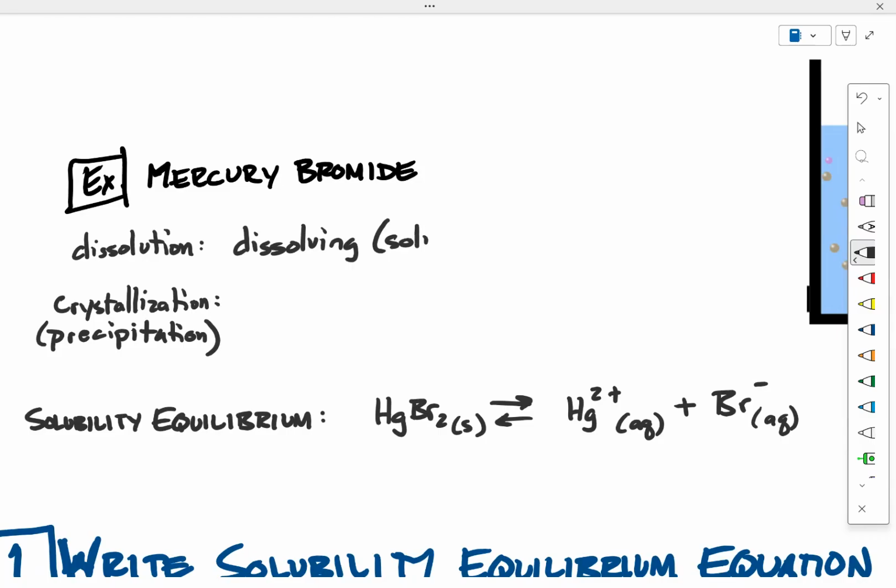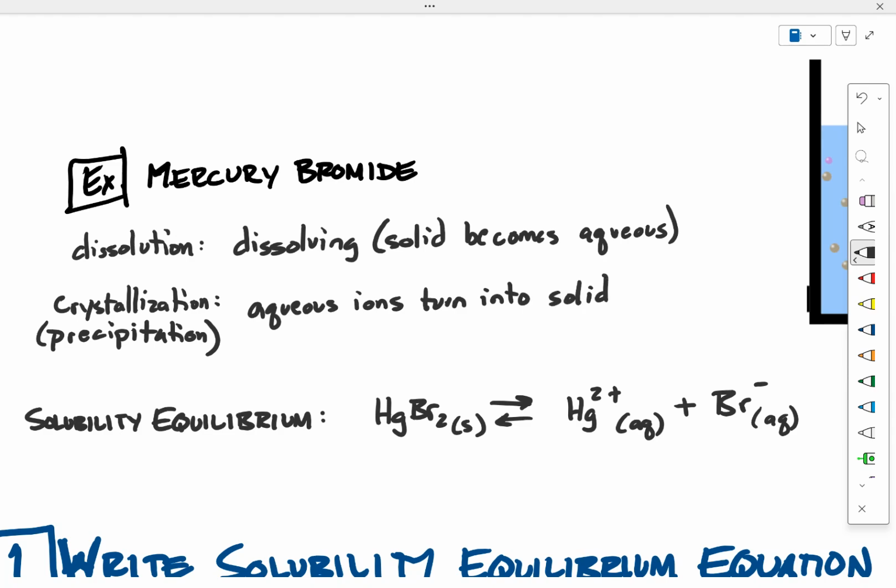Solid becomes aqueous. And then crystallization or precipitation, that's when the aqueous ions solidify. They turn back into a crystal, crystallization. So aqueous ions turn into solid. And these ionic solids are crystalline, these repeating organized structures.